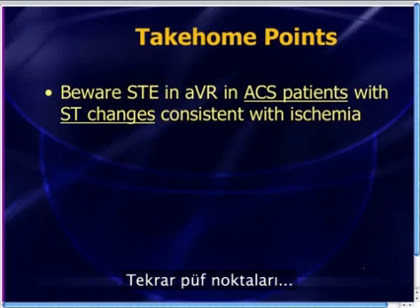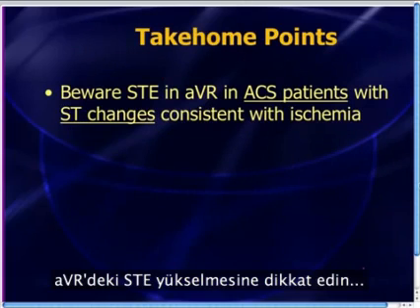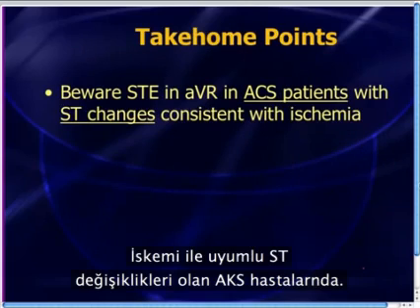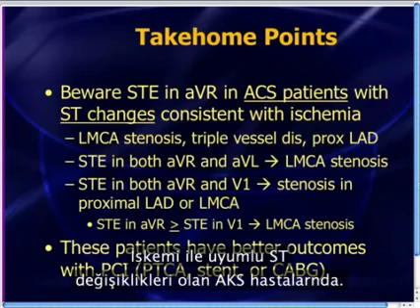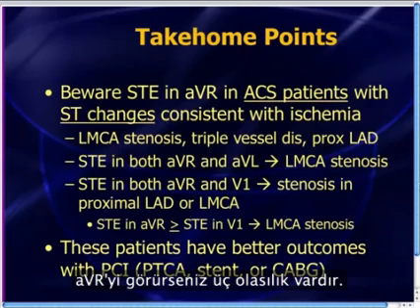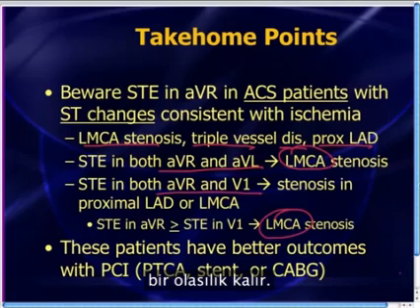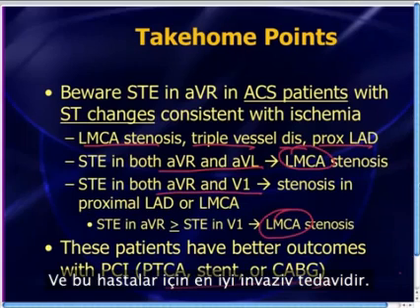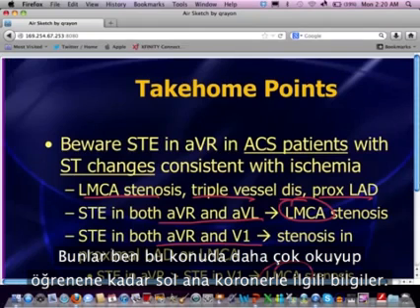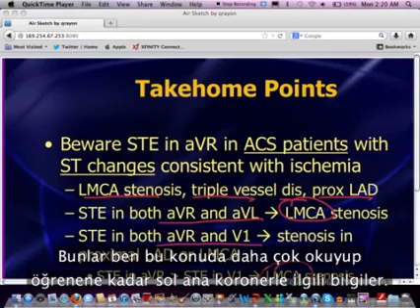All right. So take-home points once again. Beware ST elevation in aVR in ACS patients that have ST changes consistent with ischemia. And if you just see aVR, there's 3 possibilities. But of course, if it's aVR plus aVL, there's 1 possibility. If it's aVR greater than V1, there's 1 possibility. And these patients tend to do best with invasive therapy. So that is the scoop on left main until I read more and find out more about it.